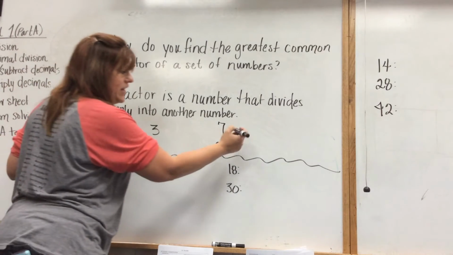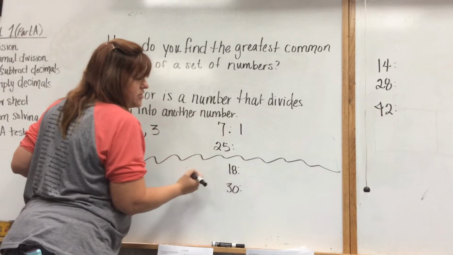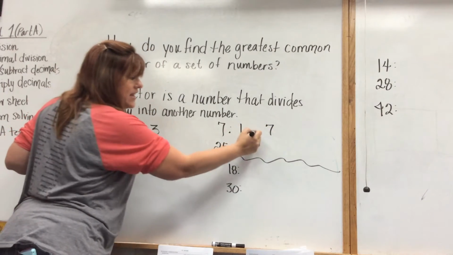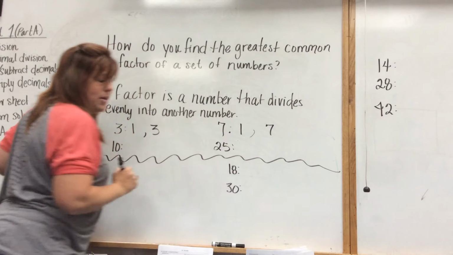If I'm looking at 7, it's the same thing. 1 always goes into it. 1 times 7, no other factors. Again, exactly 2 factors. That makes it a prime number.